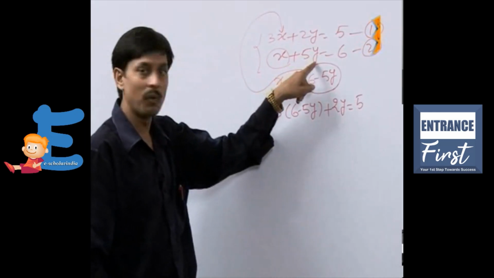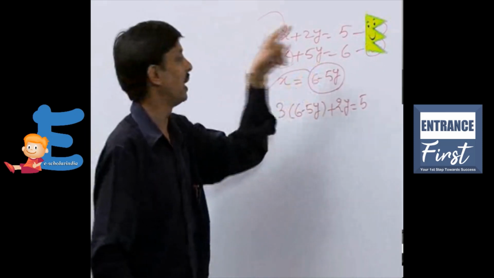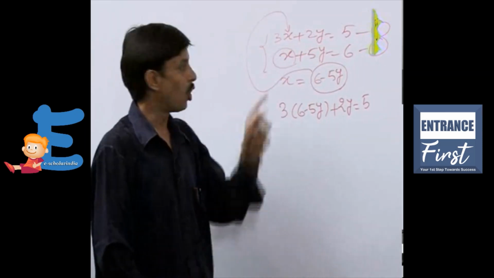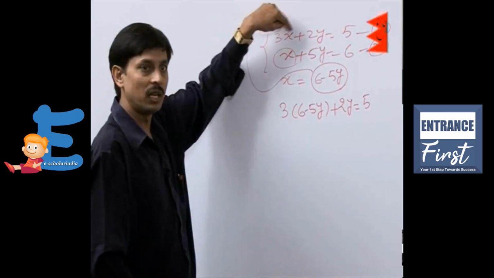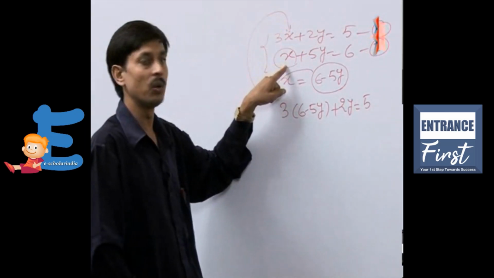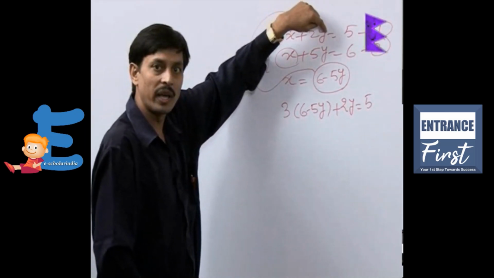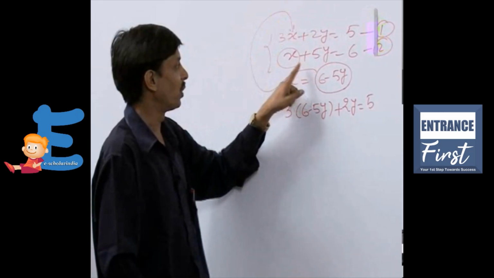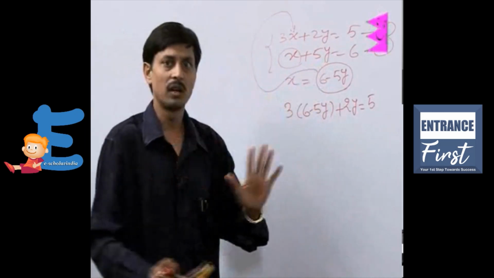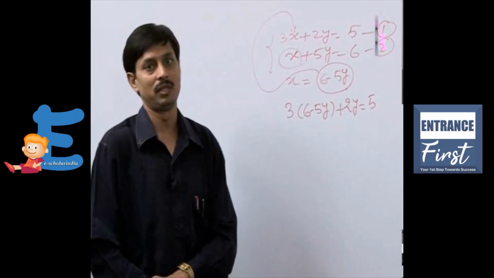You can opt the value of y from equation 2 and put it in 1, or you can take the value of x in terms of y and put it in 2, or you can take the value of y in terms of x and put it in 2. There are 4 ways to start the question.